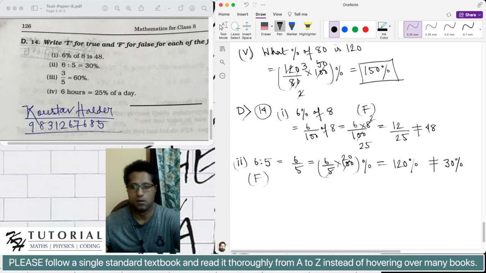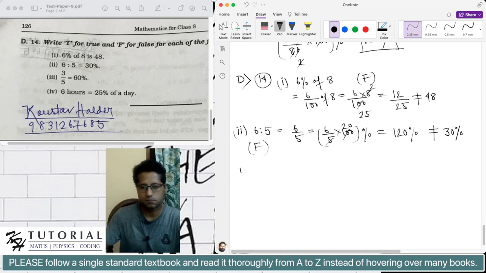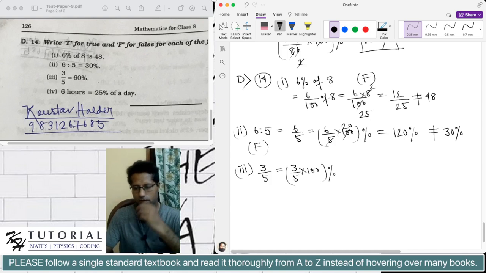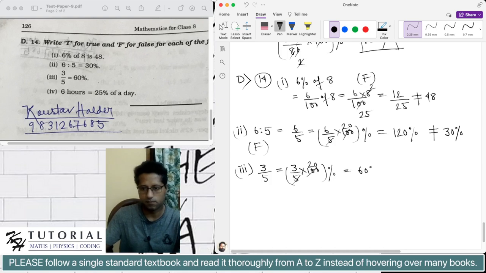Okay, let's do part 3. 3 by 5 is equal to 60 percentage. So let's see what will be the fraction 3 by 5 when expressed as a percentage. So 3 by 5 will be equal to 3 by 5 multiplied by 100, this much percentage. If you simplify 3 by 5 multiplied by 100, it becomes 60 percentage, and hence this is a true statement.